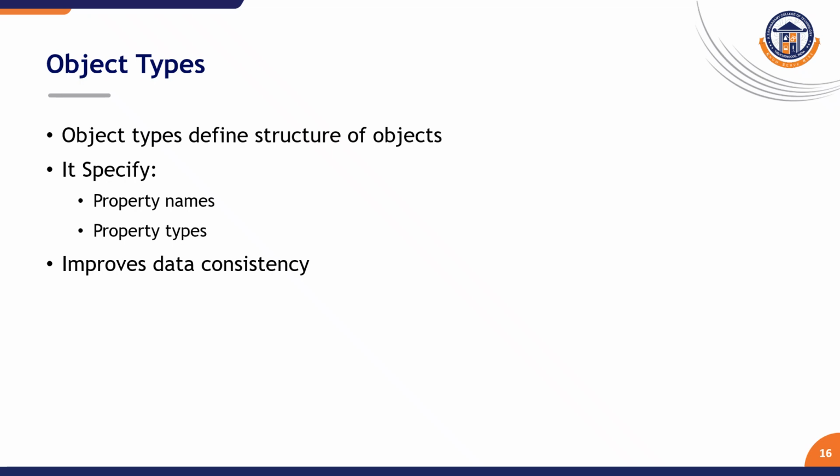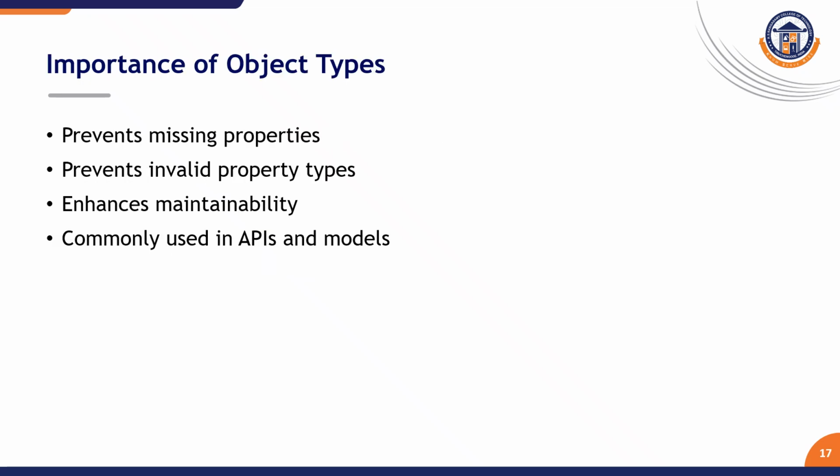Object types. An object type defines the structure of objects. It specifies property names and property types, and improves data consistency. Importance of object types: it prevents missing properties, it prevents invalid property types, and it enhances maintainability. It is commonly used in APIs and models.